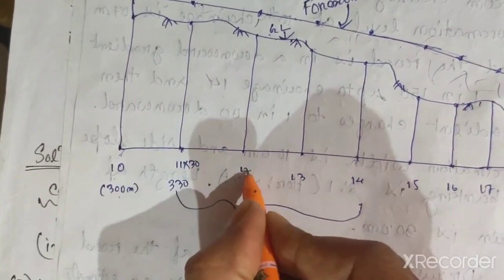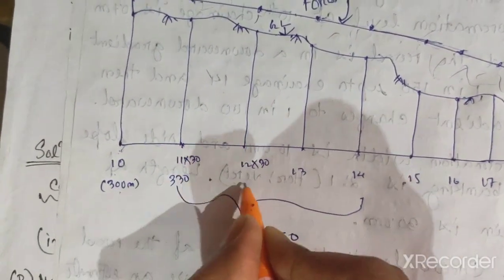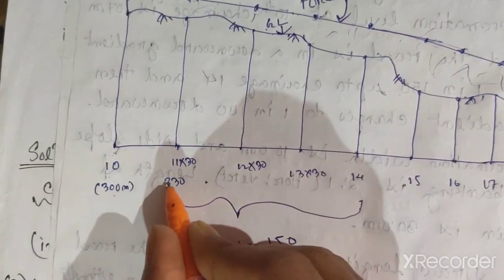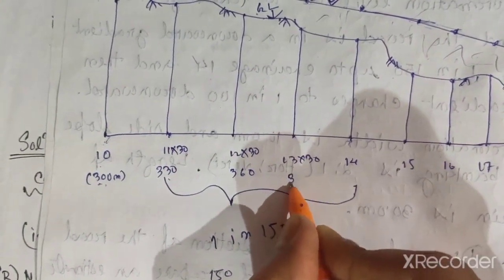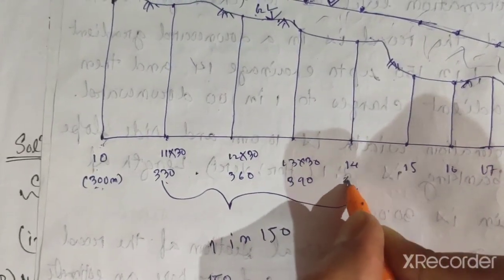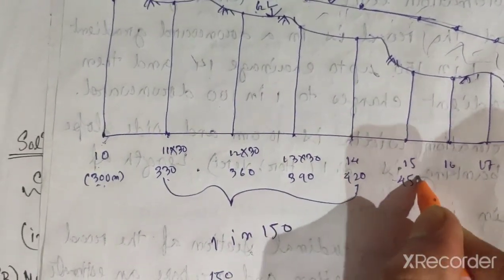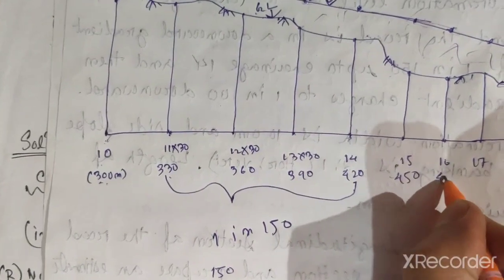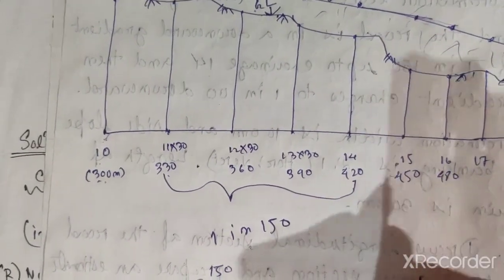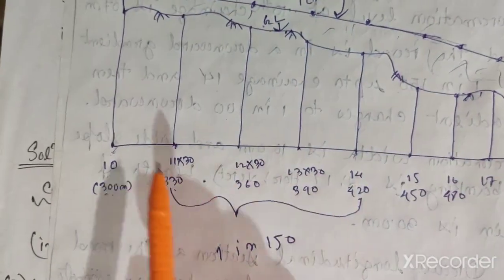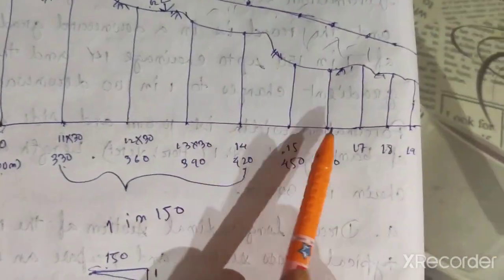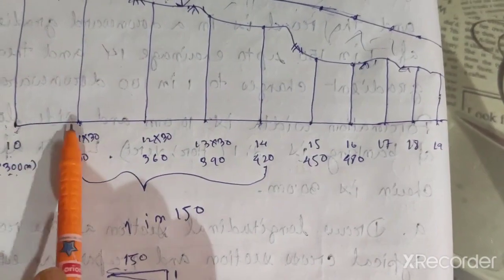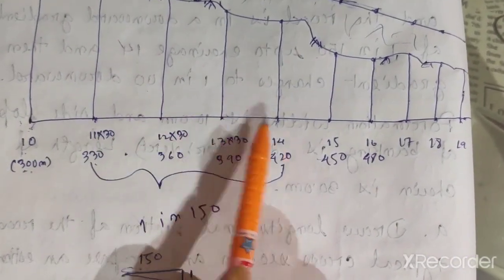Everything will have to be multiplied by 30, because 30 is the same length. So this is 300, this is 330, this is 360. 30, we need to add on. This is 390, this is 420, 450, and just like that, 480. Okay? From here to here, this is 30. The distance between each and every station is 30.